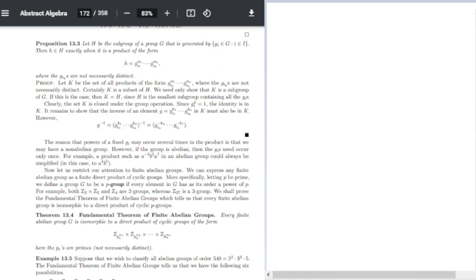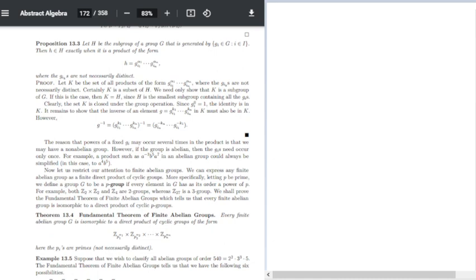Let K be the set of all products of the form gi1 to the a1, all the way up to gin to the an, where the gi's are not necessarily distinct. Certainly, K is a subset of H. We need only show that K is a subgroup of G. If this is the case, then K is equal to H, since H is the smallest subgroup containing all the gi's. Clearly, the set K is closed under the group operation.